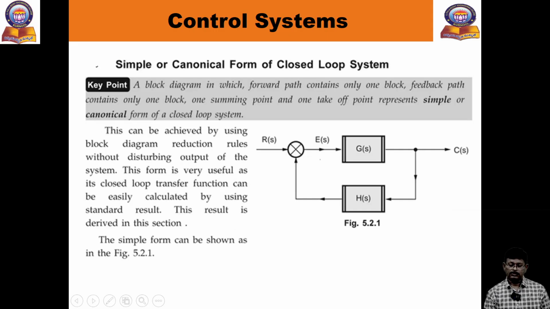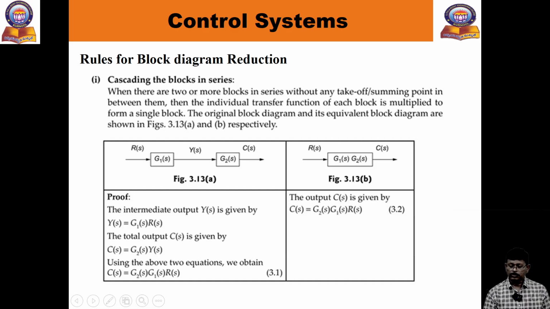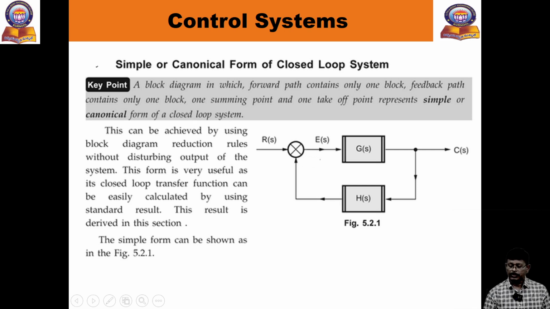These are the simple blocks I have taken, a closed loop control system. Here this is the summing point. Then this is the forward gain. Then you go to the feedback, that is called the feedback system, given to the input. R of S is the input, the excitation, and C of S is the output.